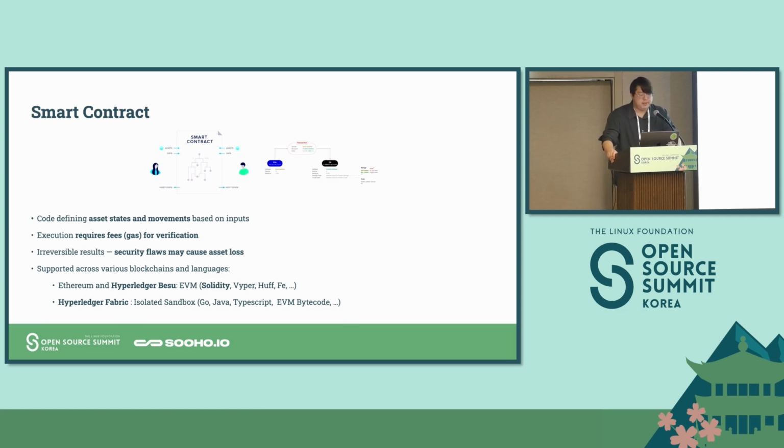Smart contracts are implemented across the major blockchain platforms, each with its own execution environment. On the Ethereum side, with clients like Hyperledger Besu, contracts run on the Ethereum Virtual Machine, or simply EVM. They are typically written in languages such as Solidity and Vyper, and more recently experimental ones like Huff and Fe. On the other side, Hyperledger Fabric runs code inside an isolated sandbox, actually a Docker container, supporting languages like Go, Java, and TypeScript, and even bytecode and Solidity for compatibility.